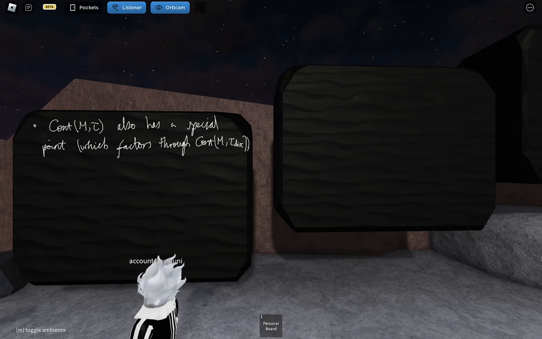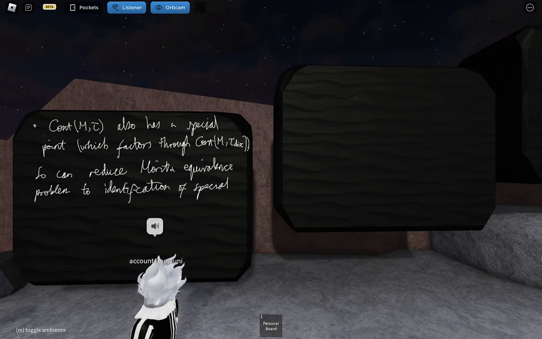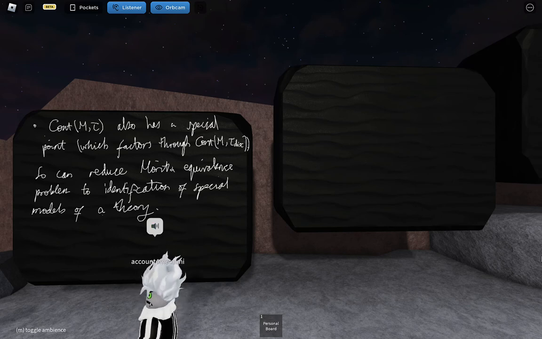Okay, so I can reduce the Morita equivalence problem to the identification of special models of a theory. And this kind of kills two birds with one stone because, on the one hand, it says I can be presented as a category of actions of a continuous monoid if and only if I have a special model, and different special models may give me different presenting monoids.